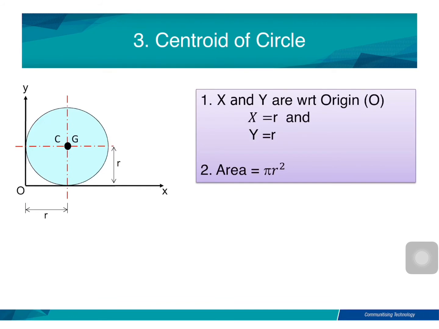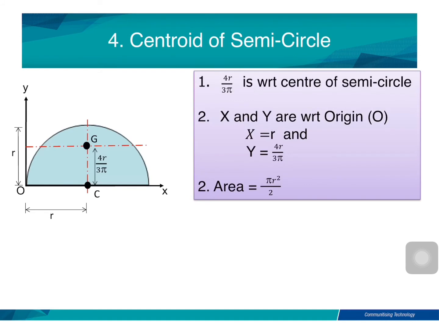Okay, next, the centroid for the circle. Number 1, the centroid of the circle, x and y are with respect to the origin. So x is equal to r, y is equal to r. This is the origin. From this origin to the centroid is r in x, and also from this origin to the centroid in y is equal to r. This is the centroid of the circle, and C means the center of the circle. And the area is equal to pi r squared.